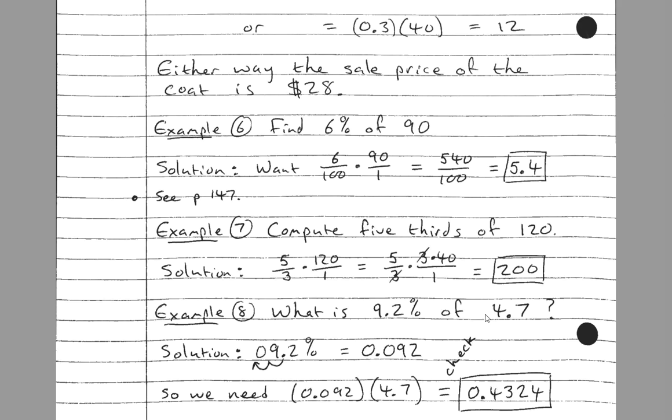And it does make sense. So this is close to 10%. 10% is 1/10. That would be 0.47. So the answer is the right size. All right, so just remember, getting percents of numbers, convert the percent into a fraction or a decimal, and then just multiply the 2 numbers.